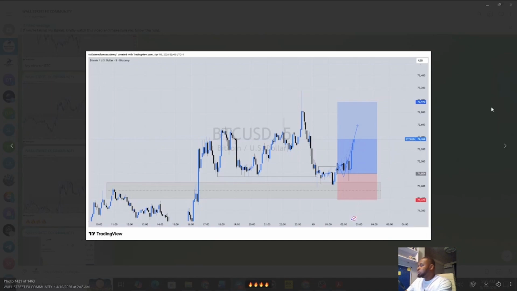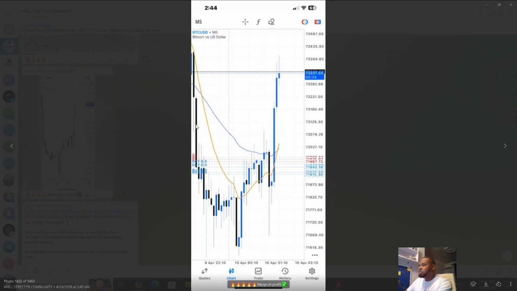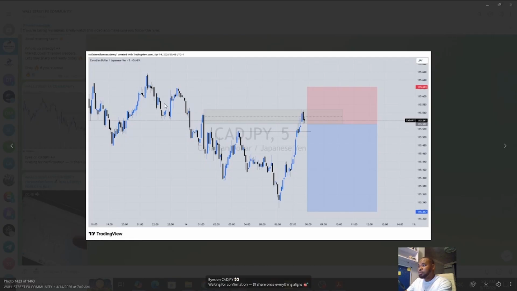So what happened? Now look at the second day. This is when we entered the trade here, and this is when we had the push here. At this one we took partial and broke even as well. So follow this trend to the downside.